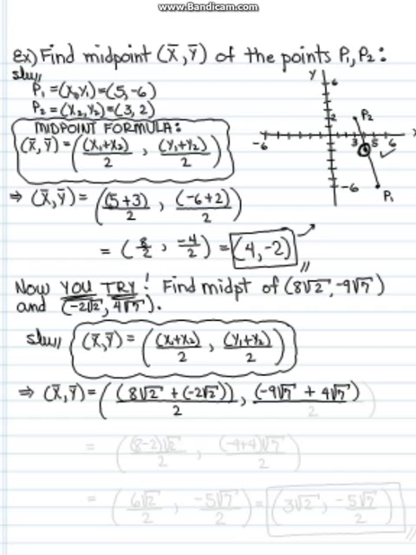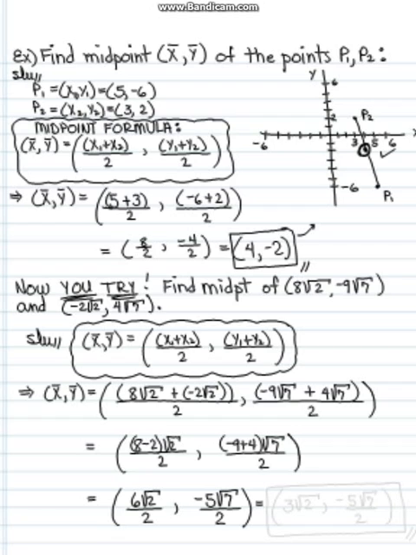7 over 2. Now what you do on the x-coordinate is factor the square root of 2 out to the back. You'll get parentheses 8 minus 2 times the square root of 2 over 2. And factor the square root of 7 out the back for the second coordinate, negative 9 plus 4 in parentheses times the square root of 7 over 2. So we get 6 square root of 2 over 2 for the x-coordinate, negative 5 square root of 7 over 2 for the second coordinate.